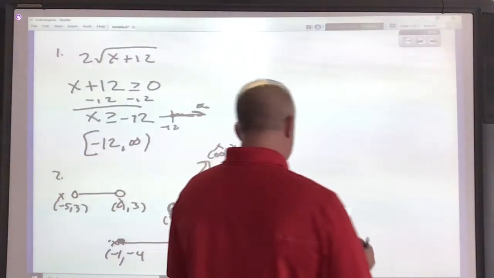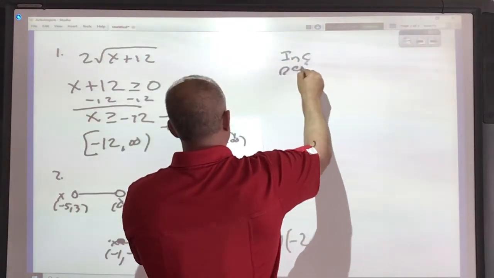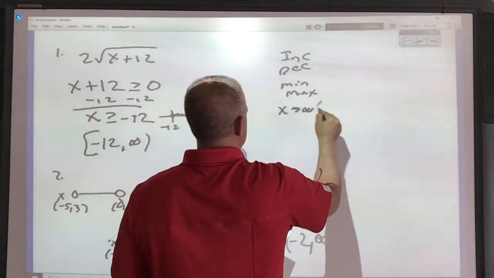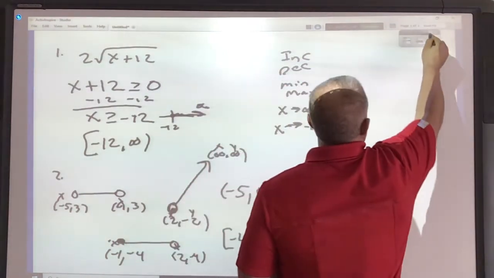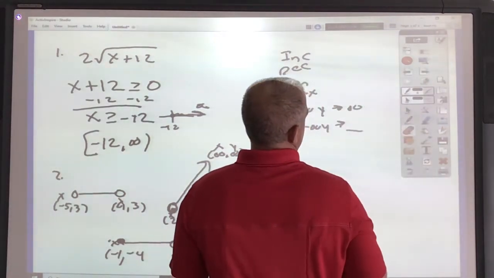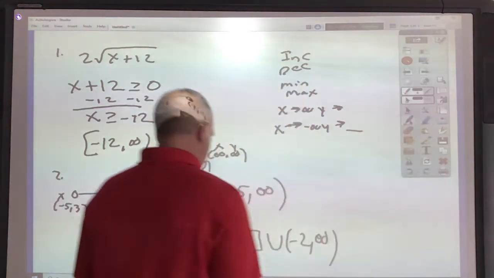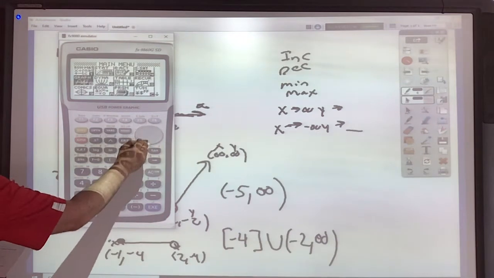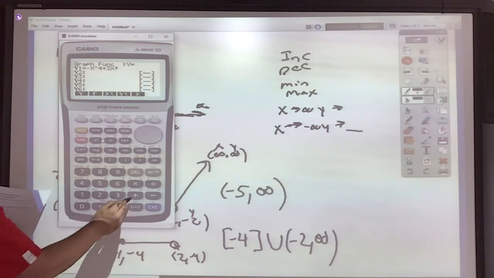Question 3, state the increasing, decreasing behaviors. So I got increasing, decreasing, minimums, max, and as x approaches infinity, y approaches blank. X approaches -infinity, y approaches blank. All right. So what you want to do is graph this, which is negative. Let's go to the graph. Is -x to the 4th, plus 3x squared, plus 0.5x.